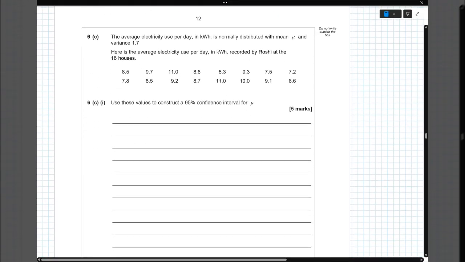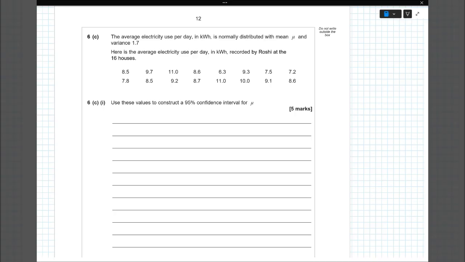Okay, 6C, 5 marks for this. The average electricity use per day in kilowatt hours is normally distributed with a mean of mu and the variance of 1.7. Here is the average electricity use per day in kilowatt hours recorded by Roshi at the 16 houses. So use these values to construct a 95% confidence interval for mu.